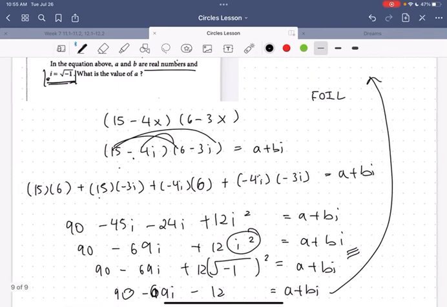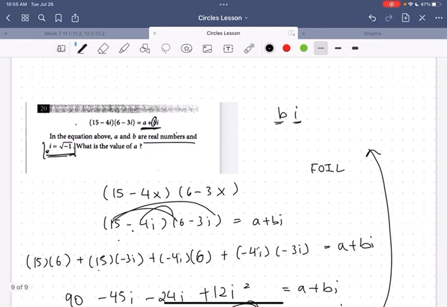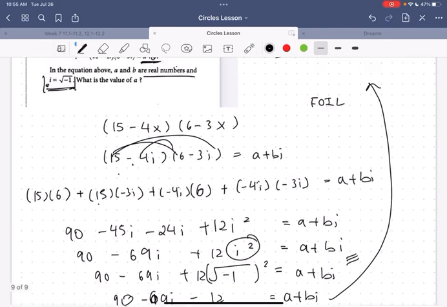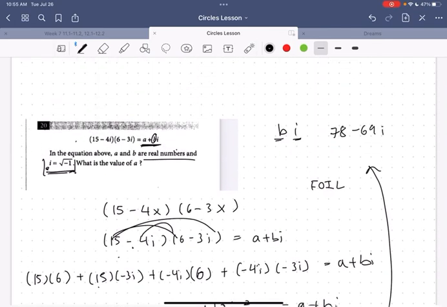Let's go back up. So you get 90 minus 12, which is 78, and then you get -69i. So yeah, the value of a is going to be 78, where this is supposed to be a plus bi. Got it? Does that make sense?